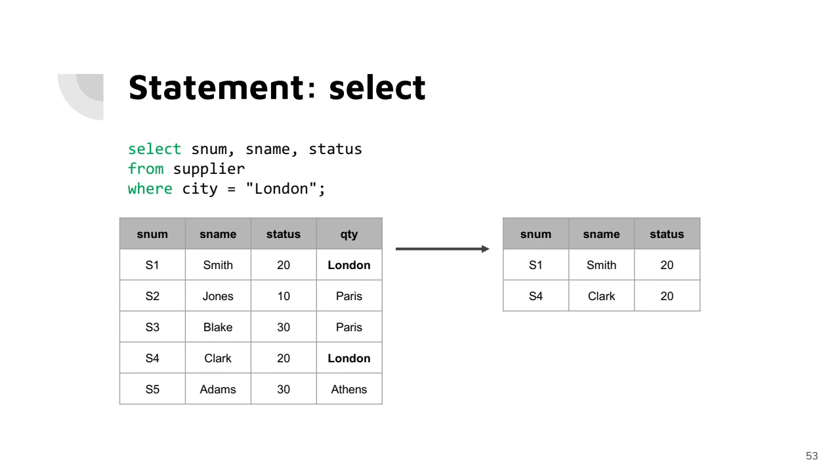Then you return only these three attributes. So that means in this case, status is returned, but city is not returned. And so that's why you get this as a result. And so it's always the same format. Select which attributes you want, from which tables you want, and then the conditions. But that can get quite complex.